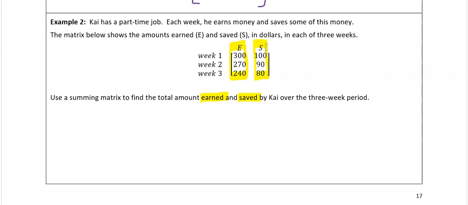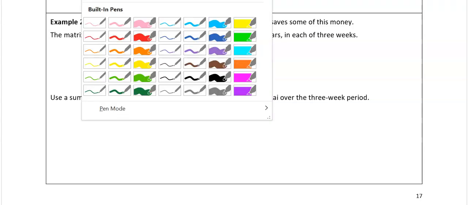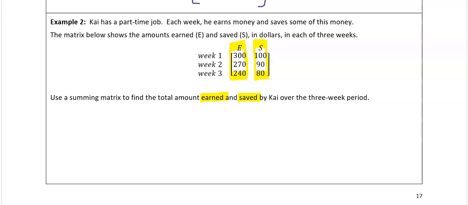So that means I want to add the columns. So I'm going to need to pre-multiply. Okay, so I'm going to pre-multiply by a row matrix. I have 1, 2, 3 rows.